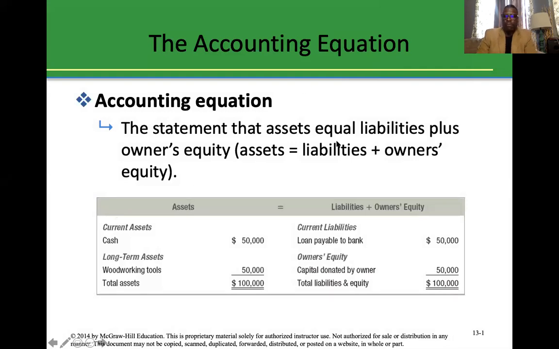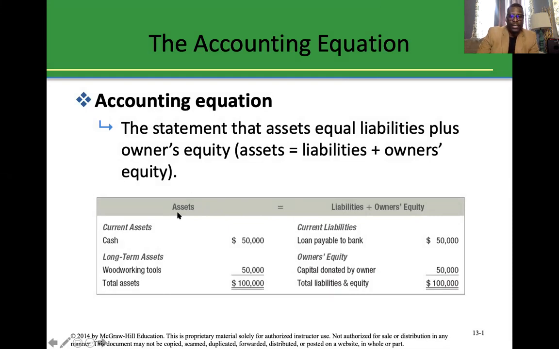So what you're looking at right now on your screen is what is called the accounting equation. This accounting equation is really the very foundation of accounting. The equation is assets equal liabilities plus owner's equity. And this is also equivalent to what is called the balance sheet, or the company's statement of financial position. So it represents the health of the company.